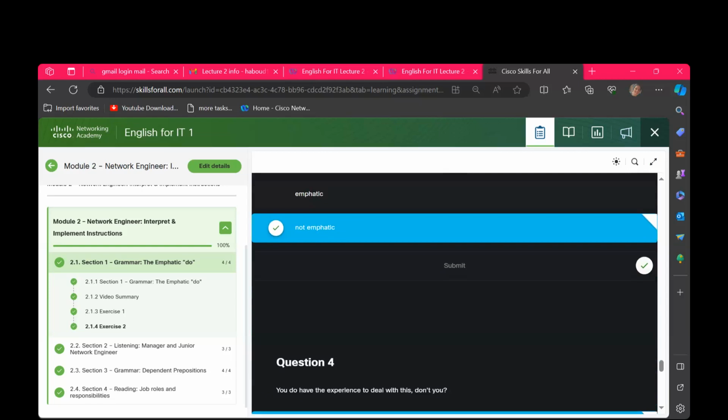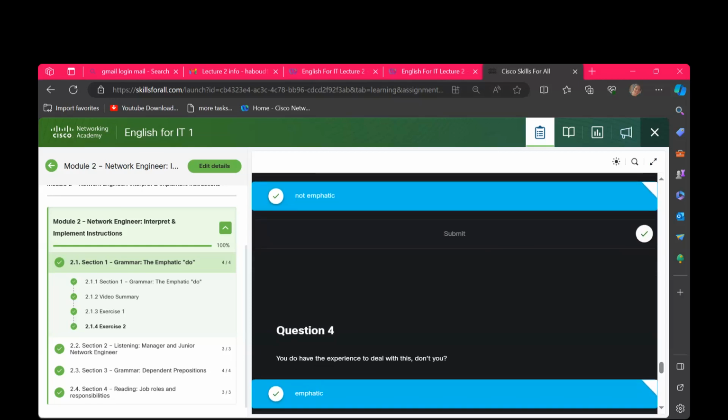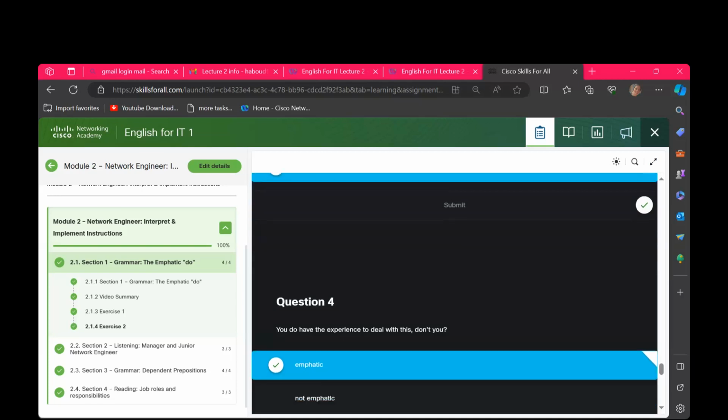Question 4. You do have the experience to deal with this, don't you? What do you think? Do you remember the last type of emphatic we talked about? You do have the experience to deal with this, don't you? Clever, bravo. Of course, emphatic. I have do, have, and the question tag at the end, don't you? So I have it emphatic.